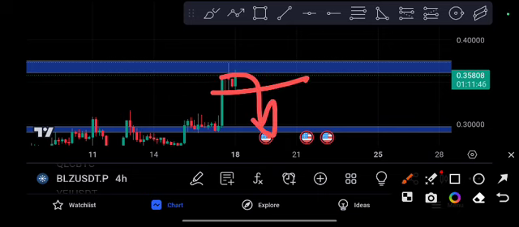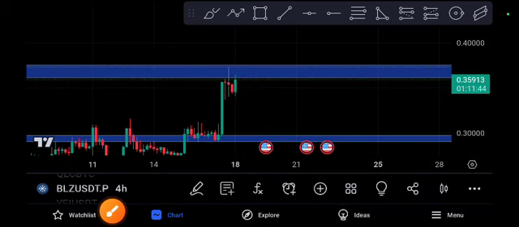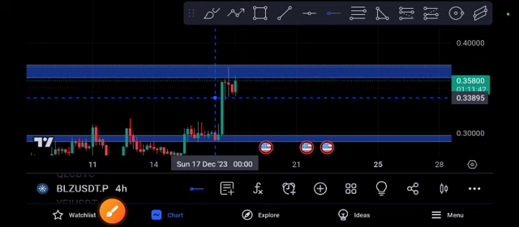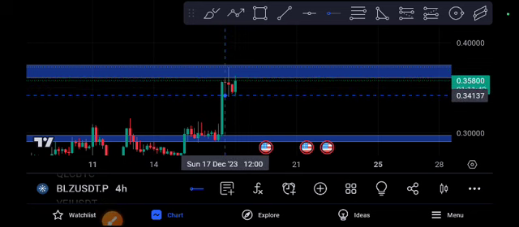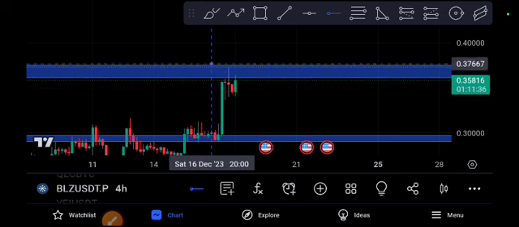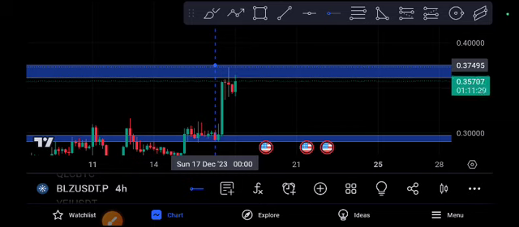line, definitely, my brothers, take entry at the price of 0.34103. This is the entry point. And of course, if it gets pumped, the entry point is 0.37495 if it does a breakout. Otherwise, don't take any entry.